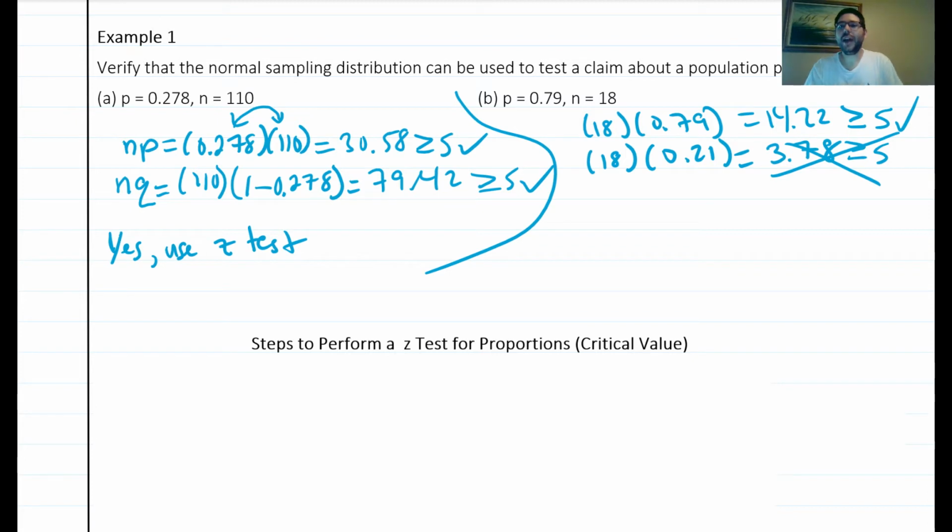So this means that one of the conditions has not been met, so you cannot proceed with the z-test here. You won't be able to use the z-test or normal sampling distribution for this. So no.